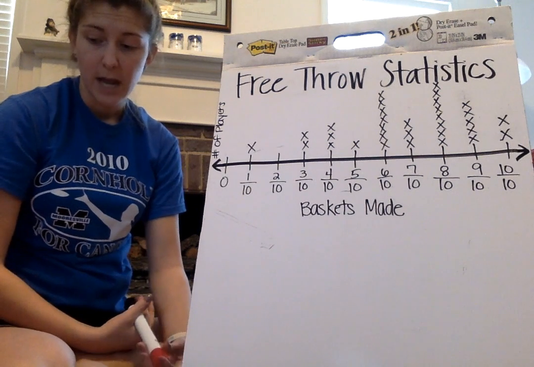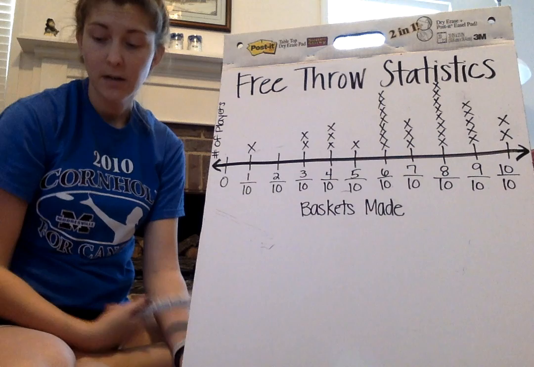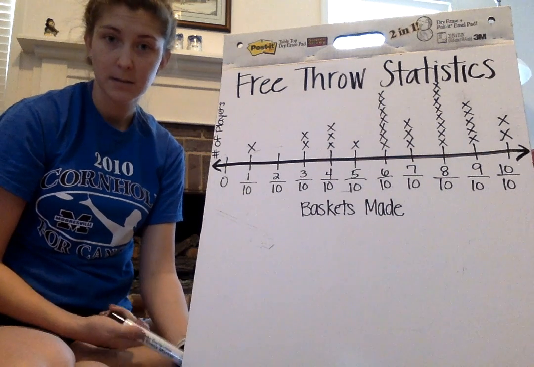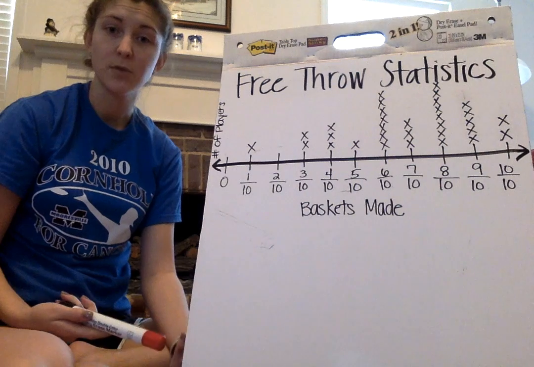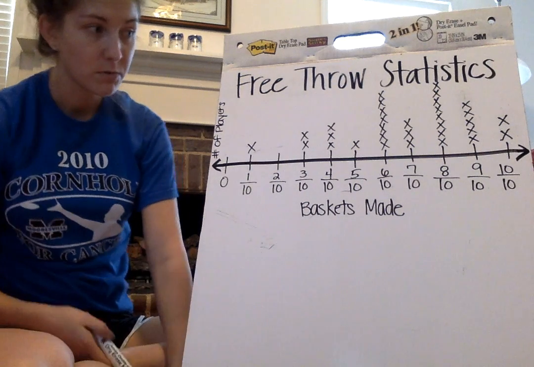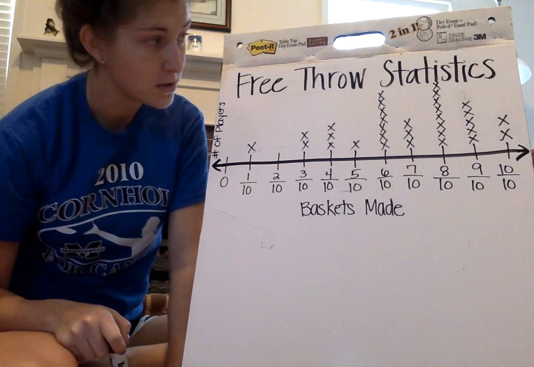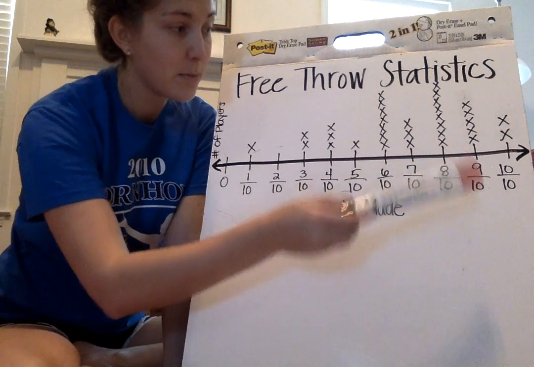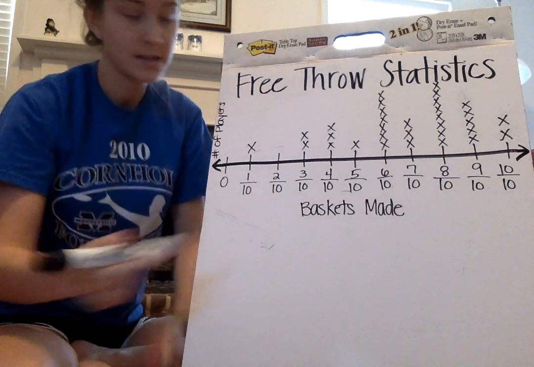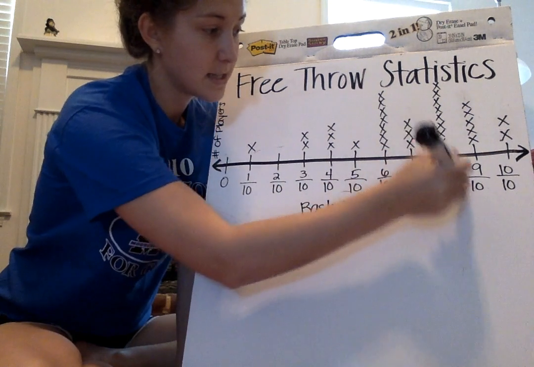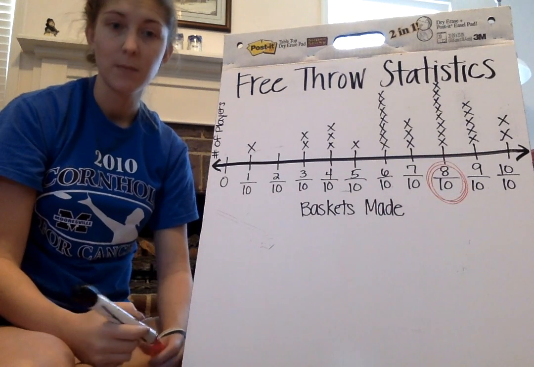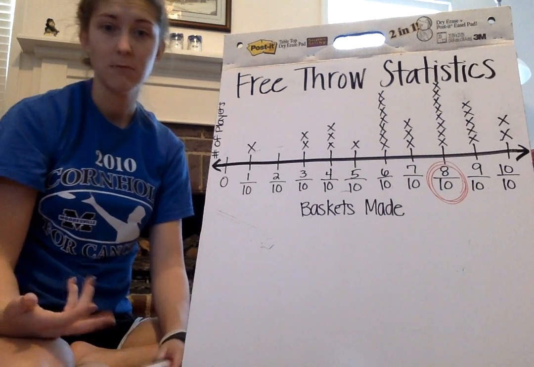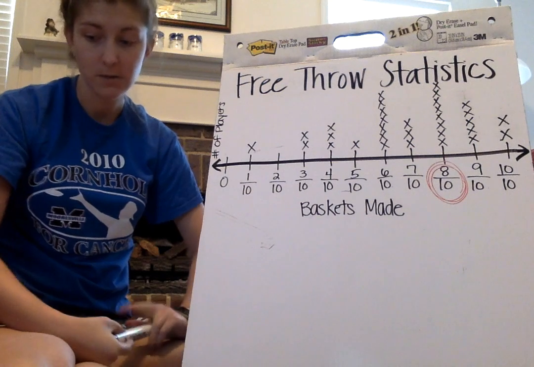Another question that could be asked is, what is the most common number of free throw shots made? So again, we're looking for the one that has the most X's. And on this one, we've already said that 8 players made 8 out of 10 shots. So 8 out of 10 is the most frequent number being made. That means that most players on that team can make 8 out of 10 free throws.